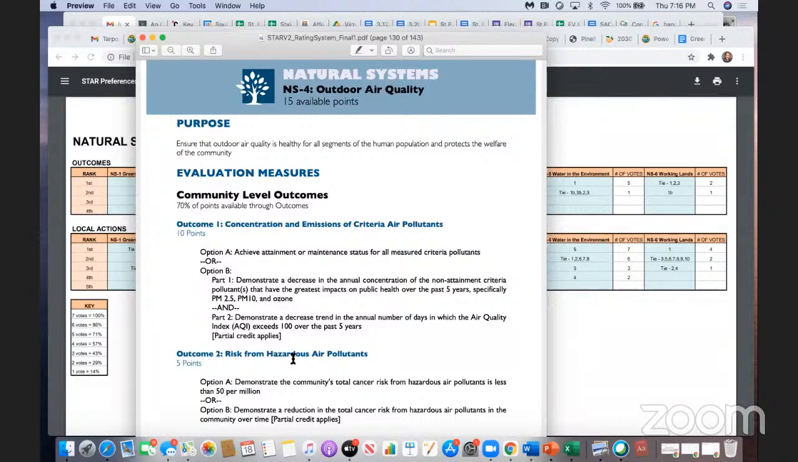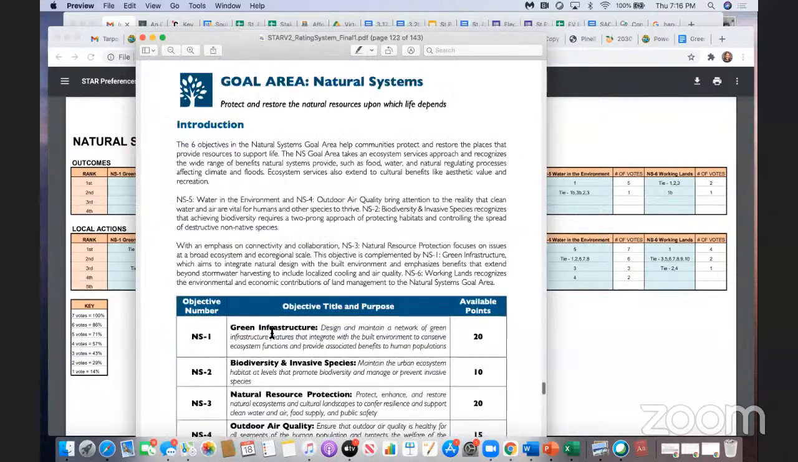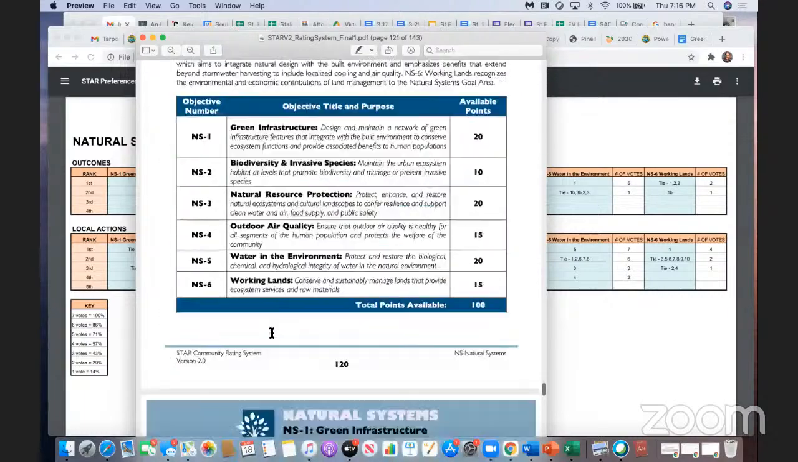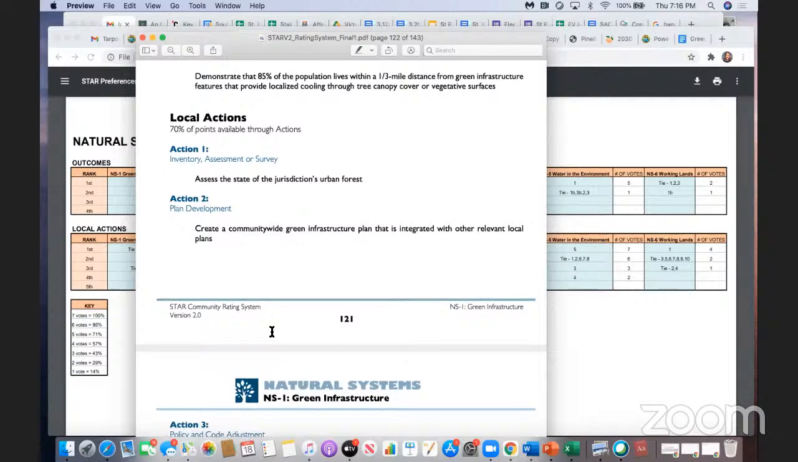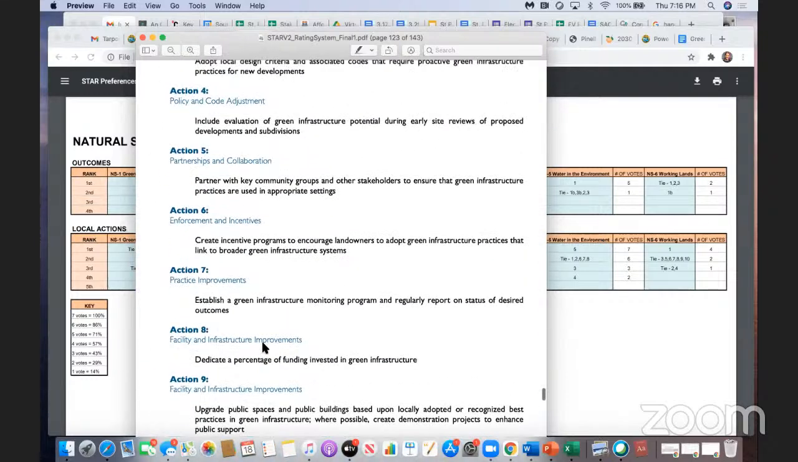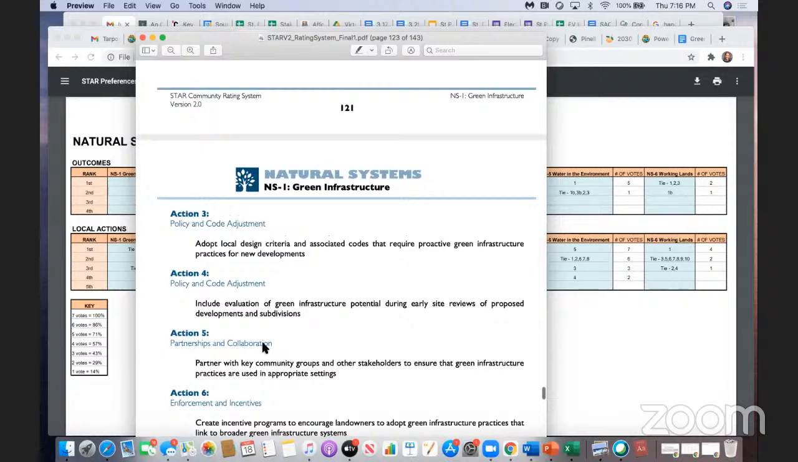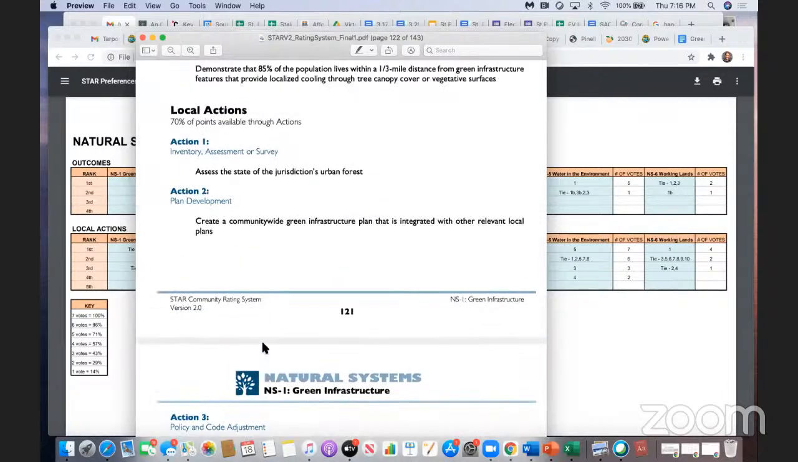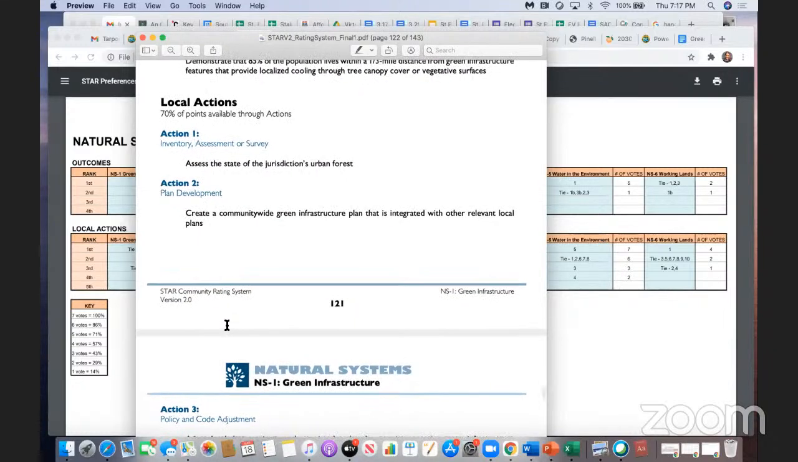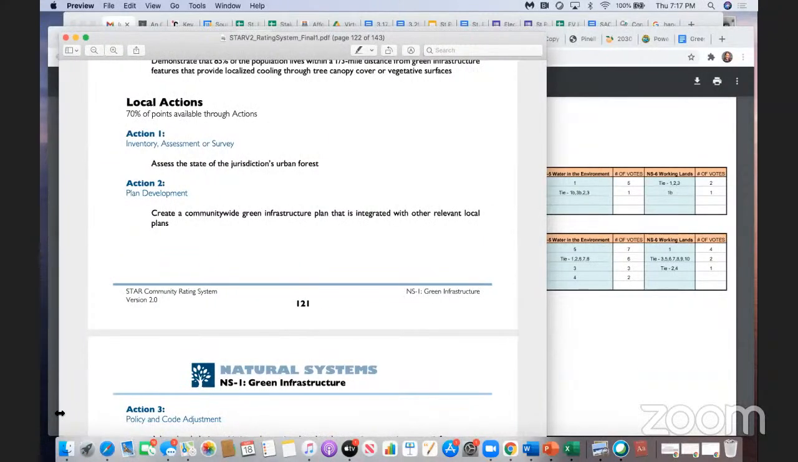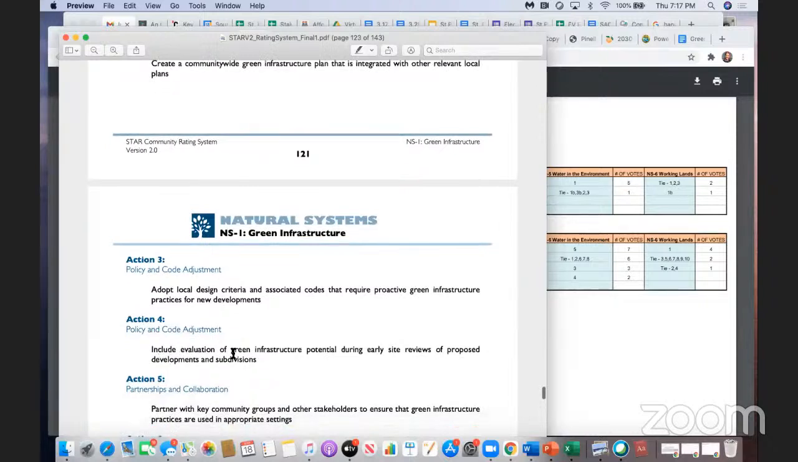So the first one, natural systems 1, let me go back up so that we're all on the same page. Green infrastructure. There are nine actions that could be taken, and the ones with the highest votes are action 1, which is assess the state of the jurisdiction's urban forest. Action 2, create a community-wide green infrastructure plan that is integrated with other relevant local plans. And action number 4, which is include evaluation of green infrastructure potential during early site reviews of proposed developments and subdivisions. All 3 of those got 7 votes.